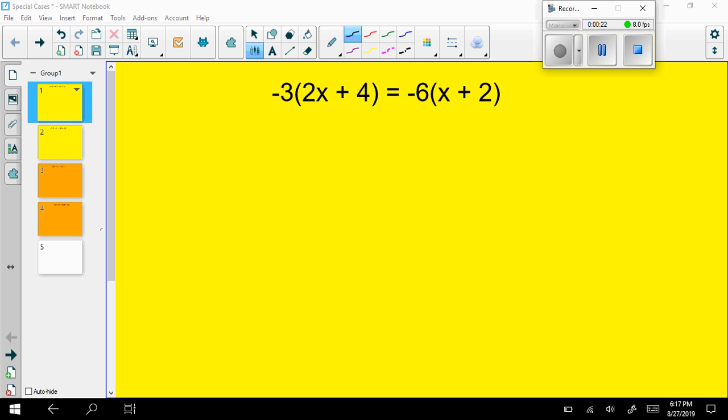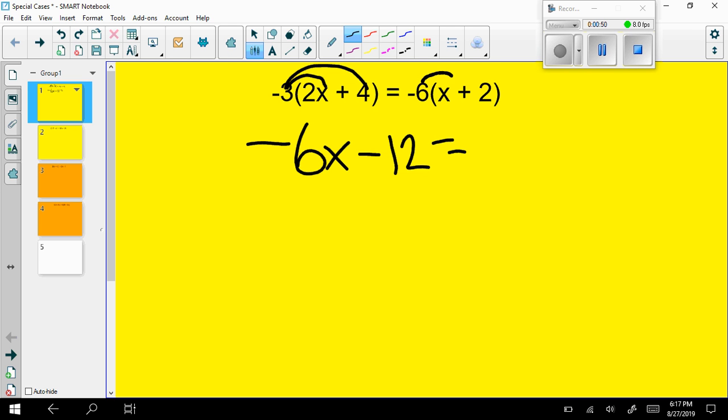So when I see this problem, the first thing that I need to do, the goal is to get all of my x's on one side. So to do that, I have to start by distributing. So, I'll do it above. So we're going to distribute this -3 to 2x, so that gives me -6x, and this -3 to 4, so -3 times 4 is a -12.